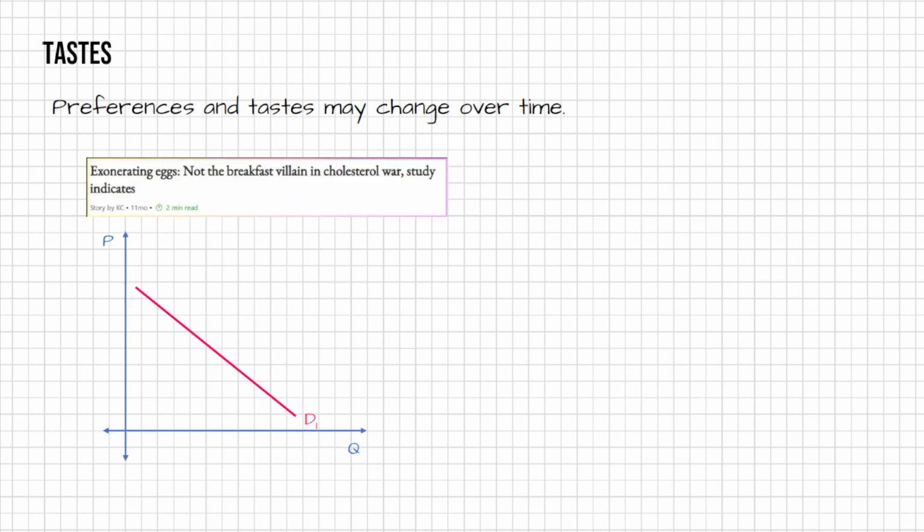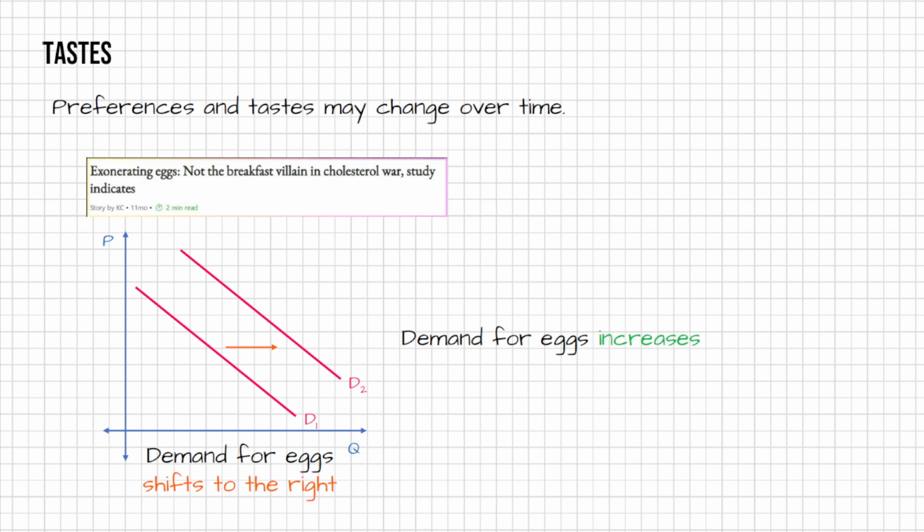For many years, eggs were considered harmful to health, but recently, after some studies, eggs started being seen as a superfood. Consequently, people started consuming more eggs. That is, this news changed tastes and had a positive impact on egg consumption. At each price level, consumers demand more eggs. Therefore, the demand curve shifts to the right.